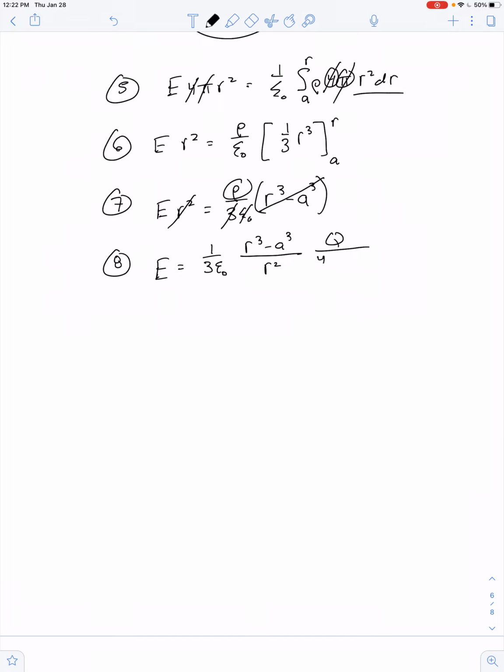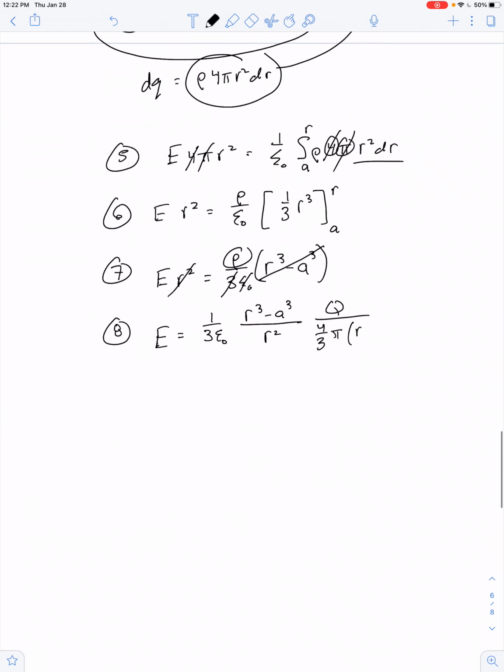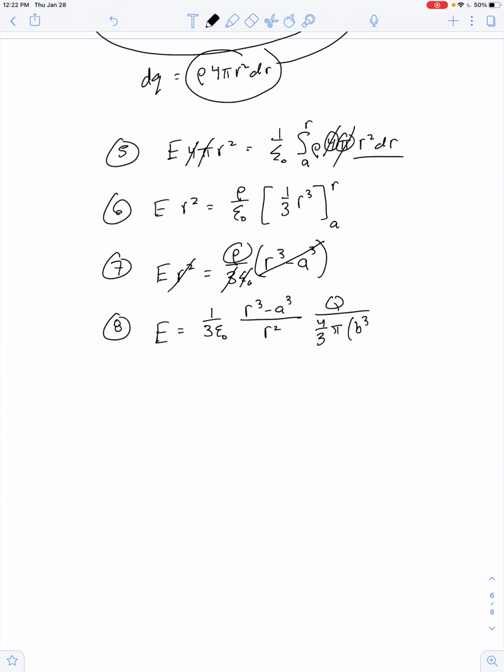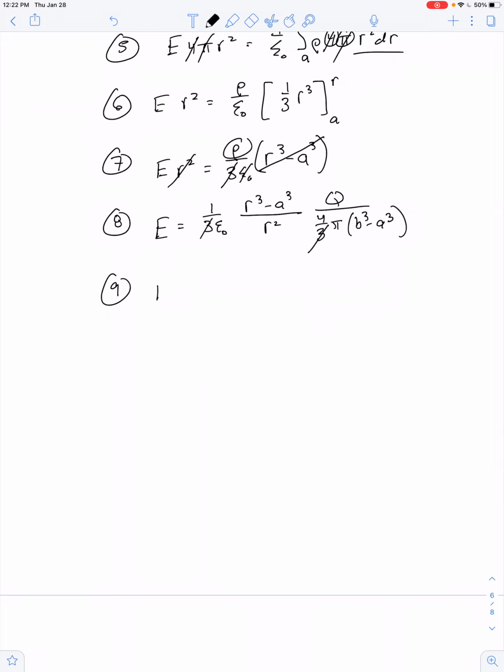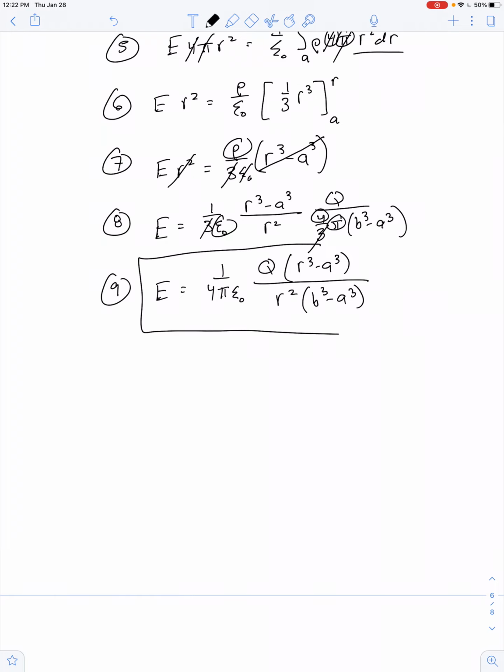Q over 4/3 pi, b cubed minus a cubed. Well, at least the 3 cancels out. We can tidy this up a little bit. E equals 1 over, we've got a 4 pi epsilon naught. There's a familiar expression. We've got Q times r cubed minus a cubed over r squared times b cubed minus a cubed. And there we have it.